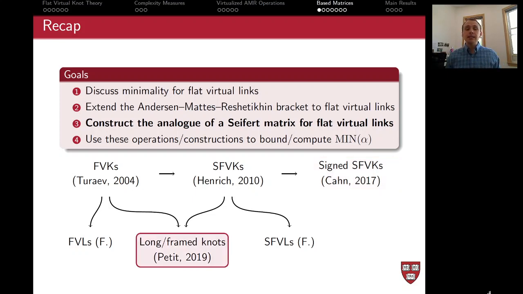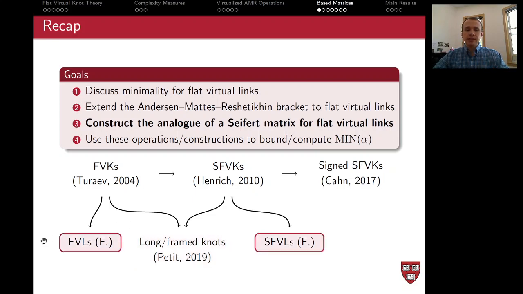And then in 2019, Nick Petit generalized based matrices to flat, long or framed knots, virtual knots, or singular versions of them. But my contributions, this is now available on the Journal of Knot Theory and its Ramifications website, but this result is really going to come through in a paper I hope to have on the arXiv in the next couple weeks. So what I want to do is extend this to links, because everything else had to do with knots. I want some kind of algebraic structure for flat virtual links instead.